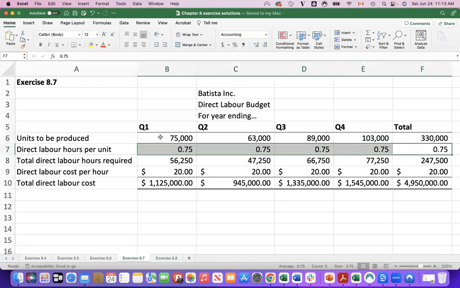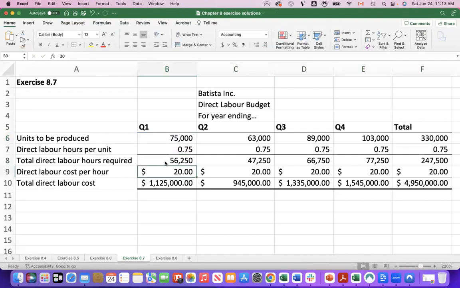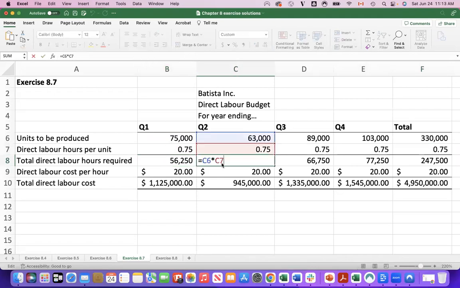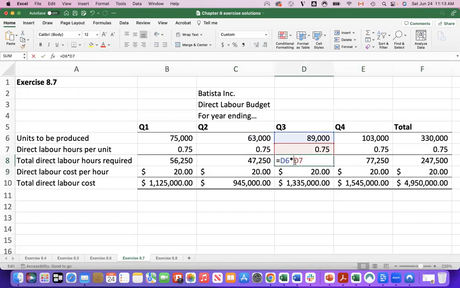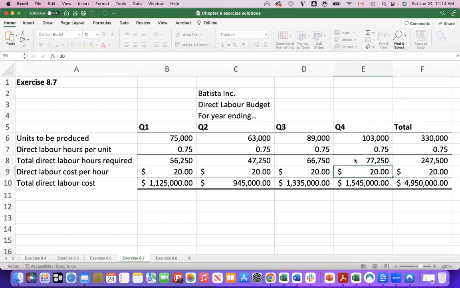So we want to convert from units to be produced. We want to figure out how many hours we're going to need to fulfill that production. If we multiply the two together, in quarter one, we're going to need 56,250 direct labor hours. Q2, we're going to need 47,250 direct labor hours. Q3, we multiply the two together, we're going to need about 66,750 direct labor hours. And for Q4, we'll need about 77,250 direct labor hours.